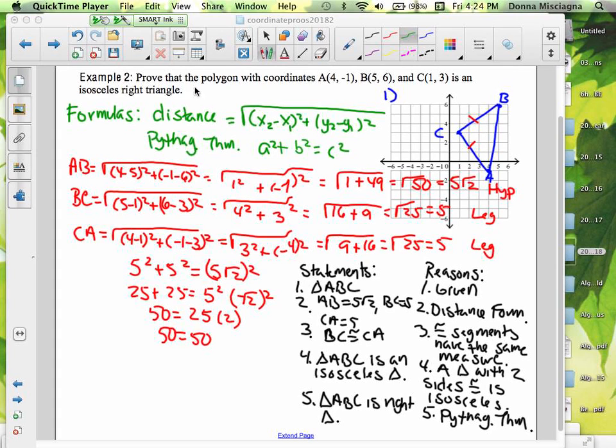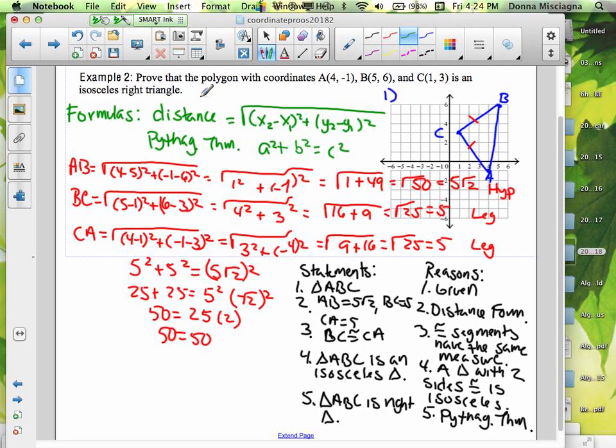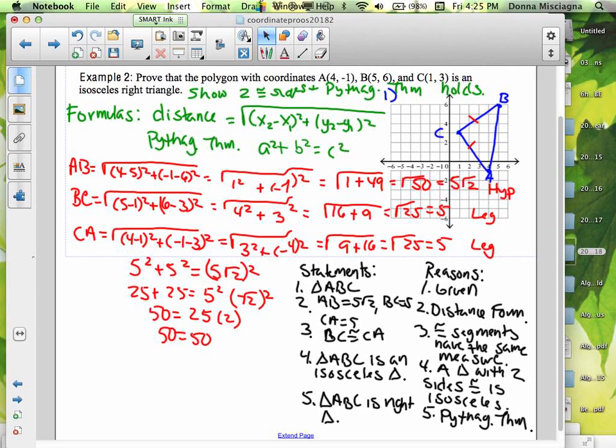All right, so we're going to show, and maybe add this to your notes somewhere. You can write it right where I'm writing it. So there we go. Show that we have two congruent sides and that Pythagorean theorem holds. We'll abbreviate Pythagorean theorem. Okay. All right, so that's what we're going to be showing.